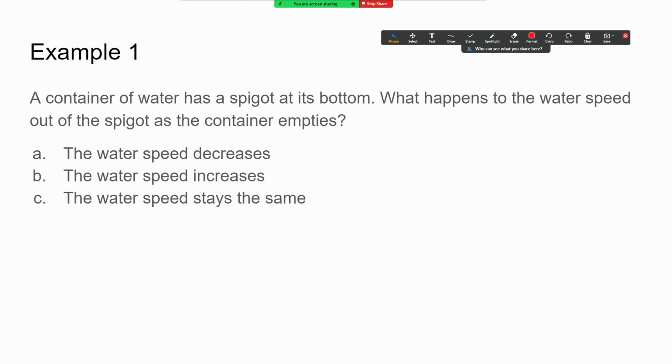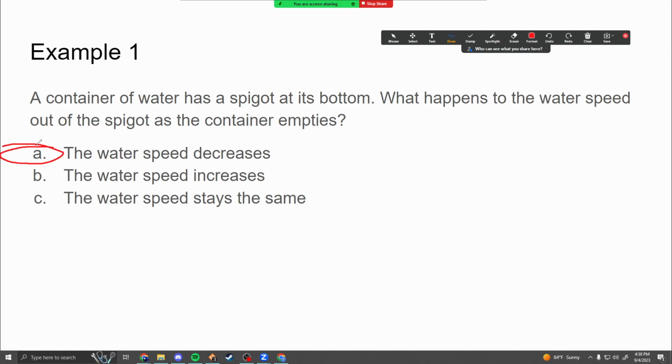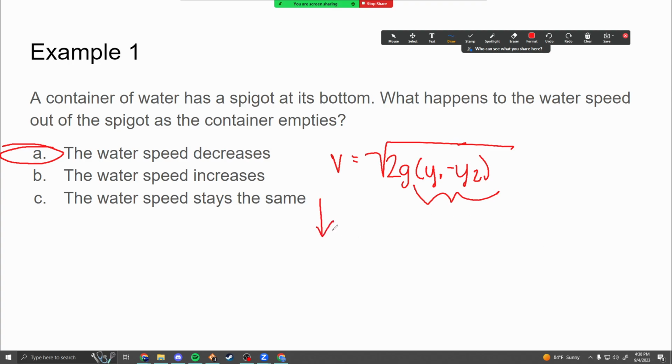So some examples and then we will be done. Once again, this is a really quick one, which is nice. Okay. So example 1, a container of water has a spigot at its bottom. What happens to the water speed out of the spigot as the container empties? So hopefully it makes sense that the speed of the water should decrease. Okay. So as it empties, we know that velocity is proportional to, or is equal to, this, right? By definition of Torricelli's theorem. So if this is getting smaller as the water level is obviously going down, then that means that the water speed is also going to decrease.